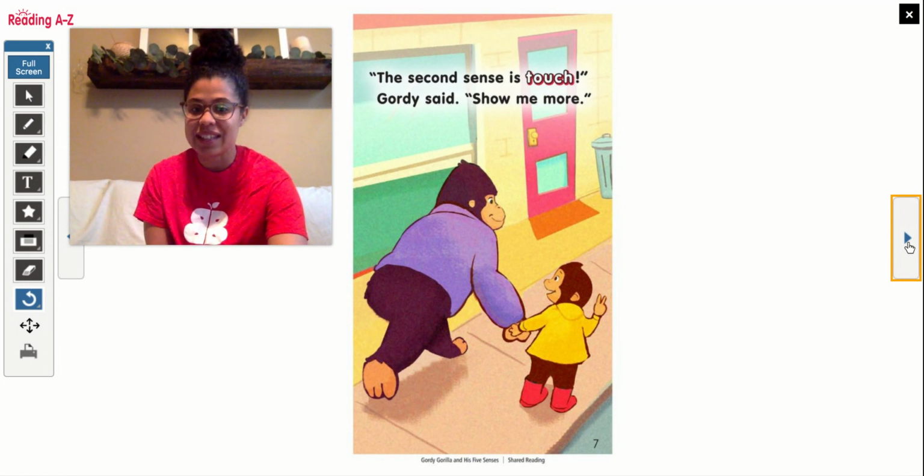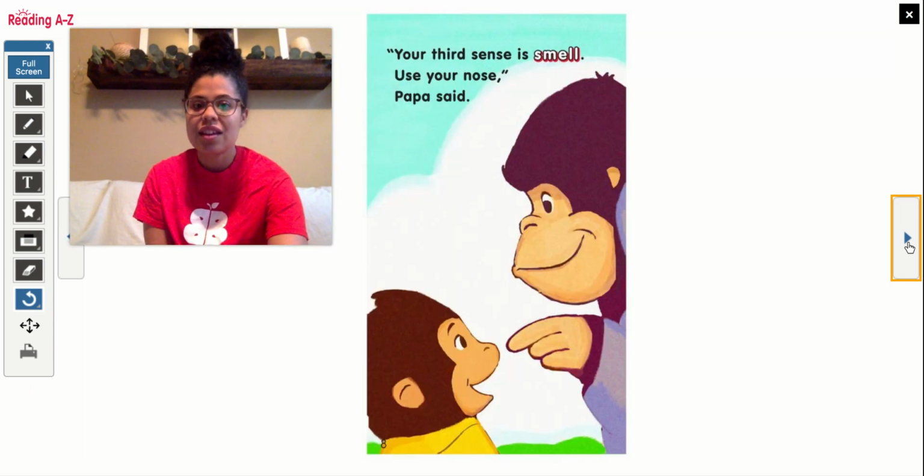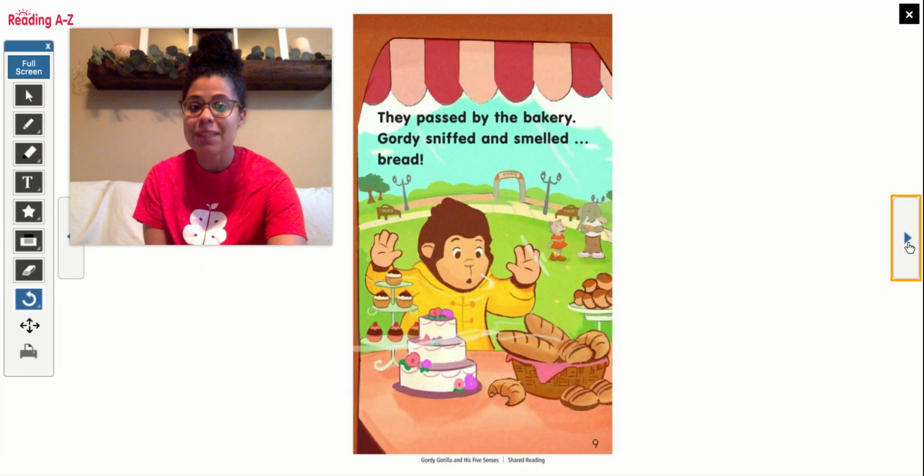Gordy looks excited to learn today. He's got a big smile on his face. "Your third sense is smell. Use your nose," Papa said. They passed by the bakery. Gordy sniffed and smelled bread.